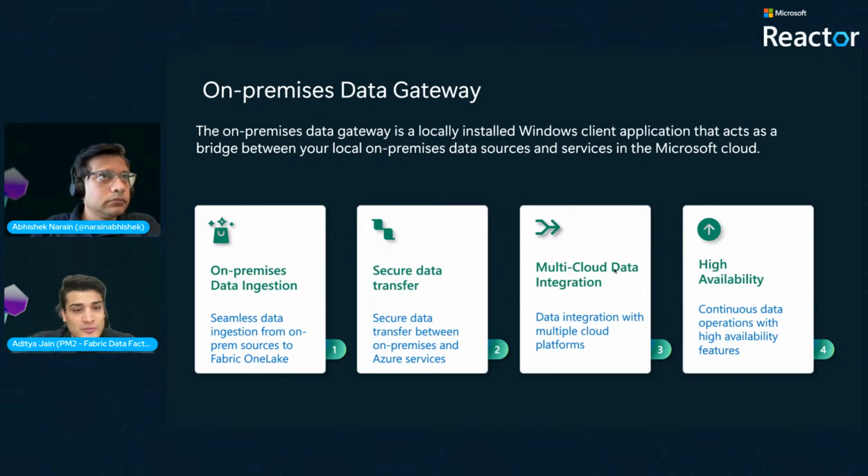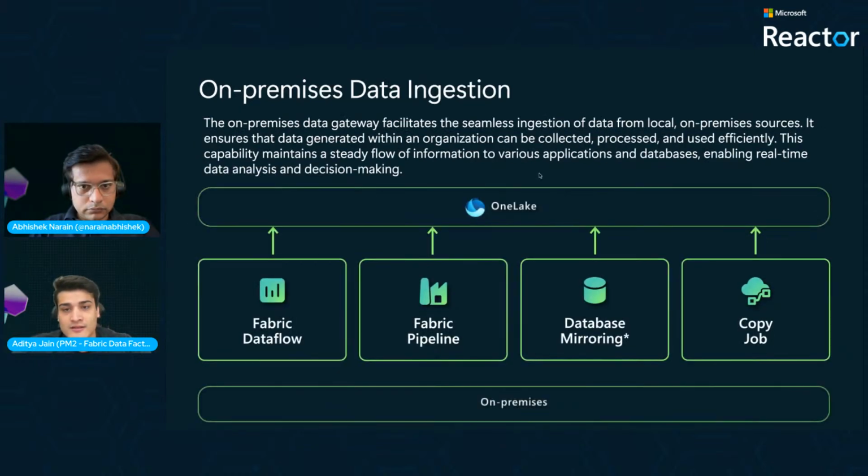So what makes the on-premises data gateway powerful are four major capabilities: seamless on-premises data ingestion with secure data transfer, data integration with multiple cloud platforms, and doing all of these continuous data operations with high availability features. We'll dive deeper into these capabilities during this session. Next slide, please. Okay, so first, on-premises data ingestion.